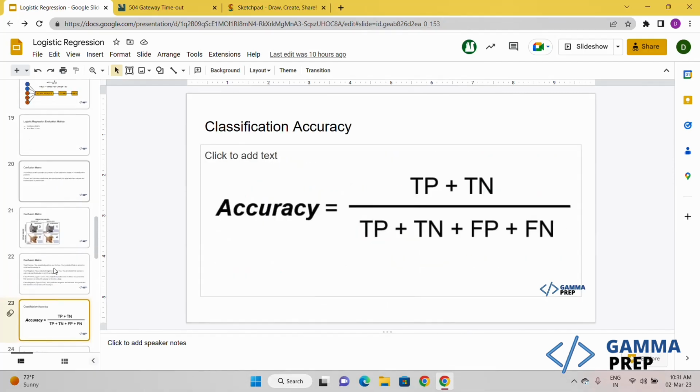Now, this was about the confusion matrix. Now we use this confusion matrix, the true positives, true negatives, false positives, and false negatives terms, to actually get our evaluation metrics. And the first one is called accuracy.